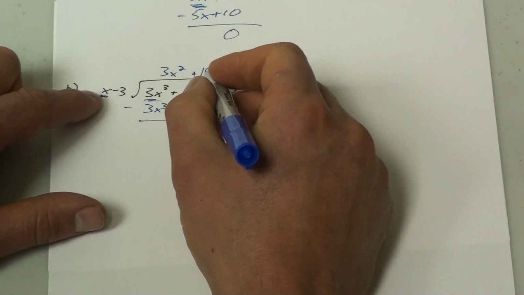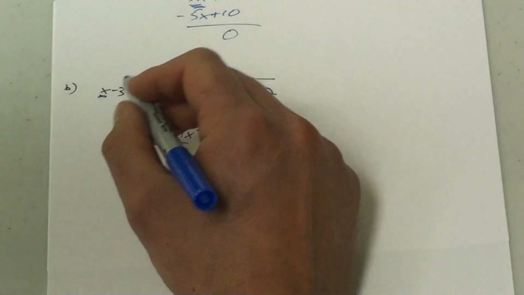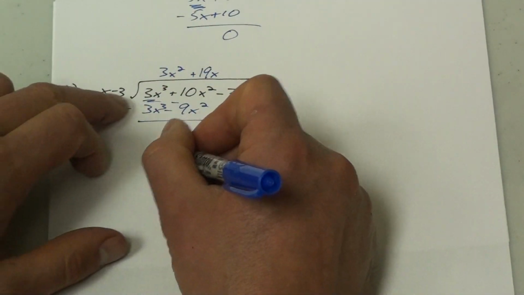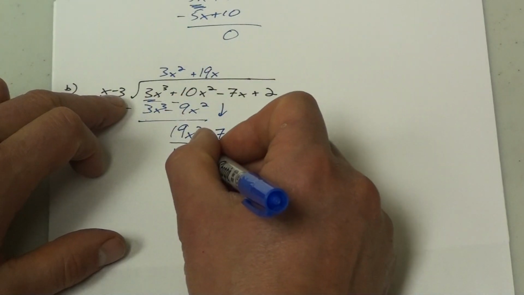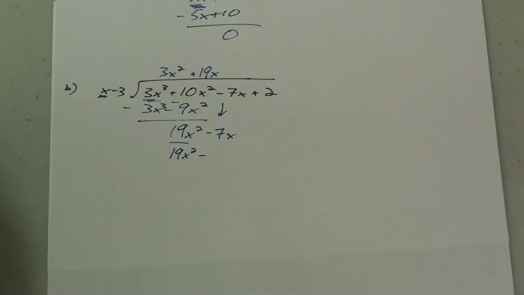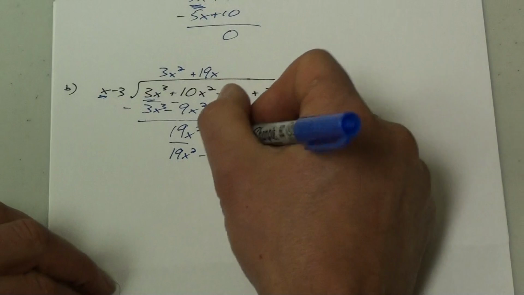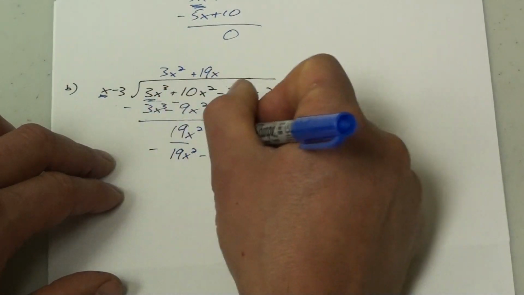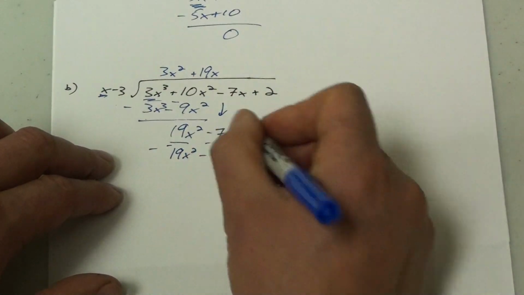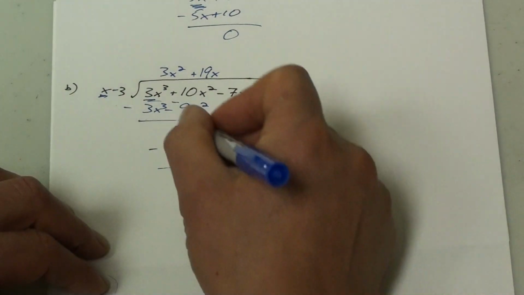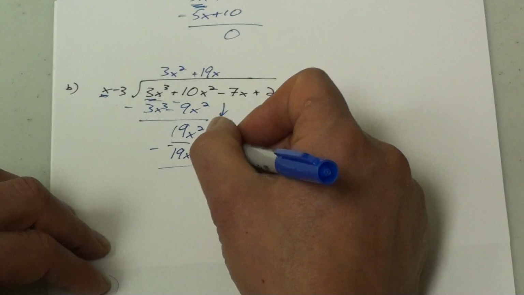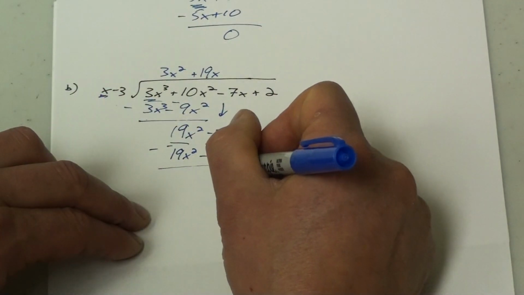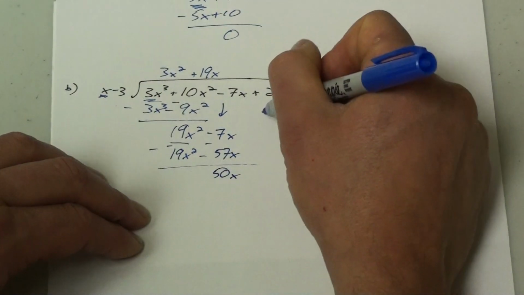Then I'm going to actually do that multiplication. 19x times x minus 3. So that's going to be 19x squared, and then 19 times negative 3 is negative 57x. And then I subtract. I'm going to put a little subtraction sign between both the terms just to keep things straight for myself. That's going to go to 0. Then two negatives become a positive, so I have negative 7 plus 57, which is going to give me 50x.